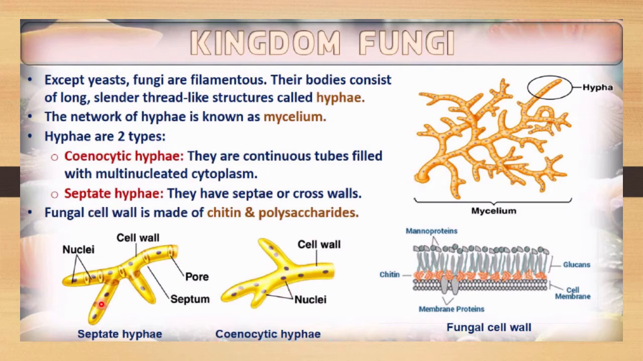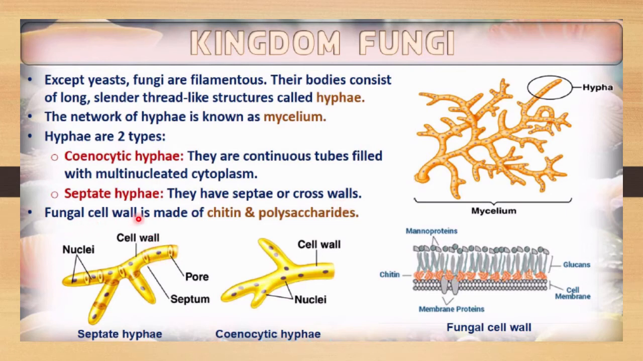This one is the septate hypha. Here you can see the disc-like structure that is called a septum, which differentiates between two segments. This is why it is called septate hypha, because of the presence of a septum. So septate hyphae have septa or cross walls. Here you can see the cross walls.